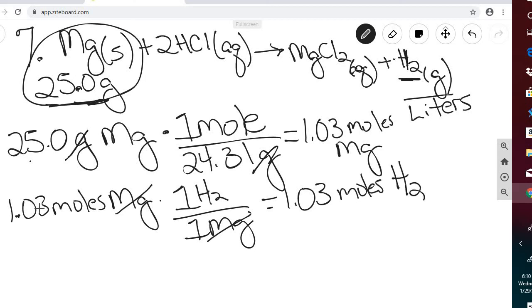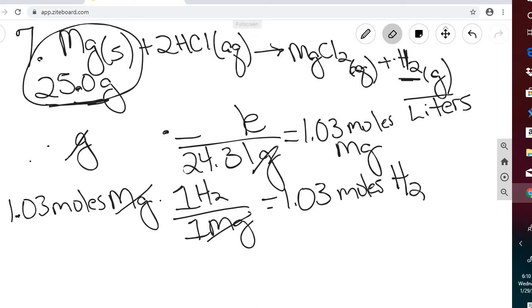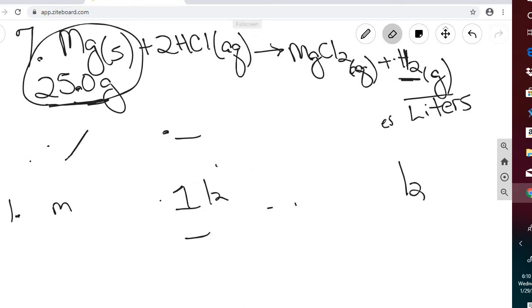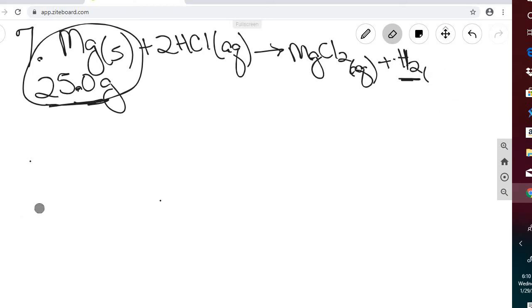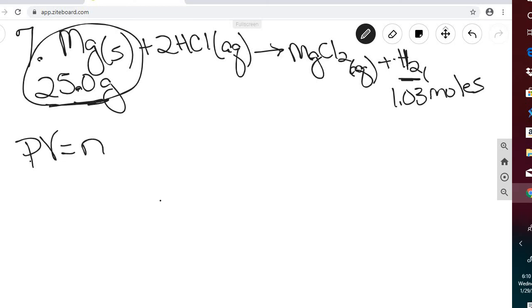Okay, so now we have the moles of this, but we want to know liters. So you can use the ideal gas law to get there. So let's erase this. Remember that 1.03 moles of hydrogen. So we'll write that up here. So we had 1.03 moles of the hydrogen gas, but we want to know how many liters. Okay, so PV equals nRT.